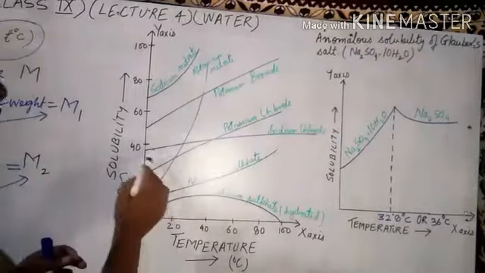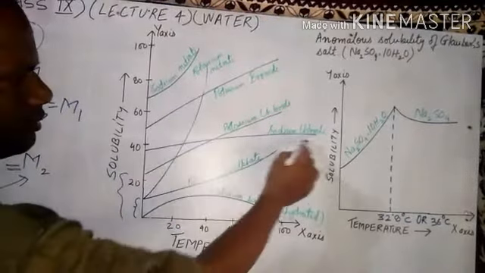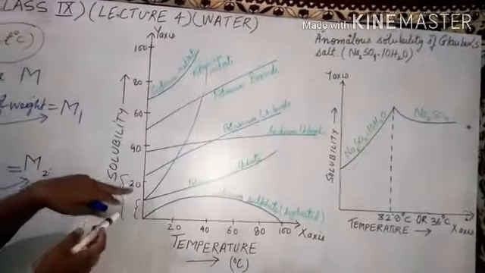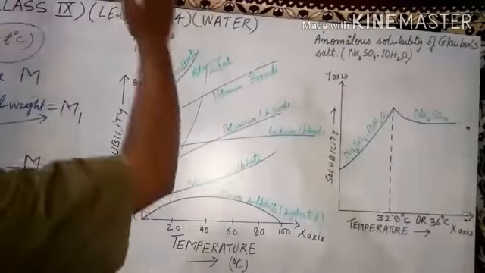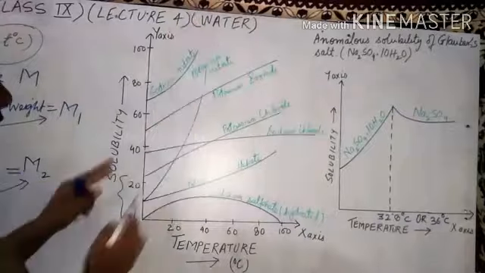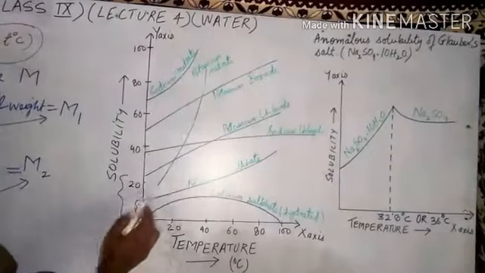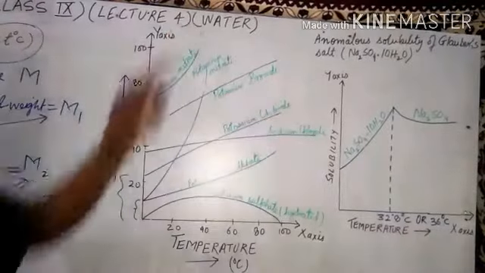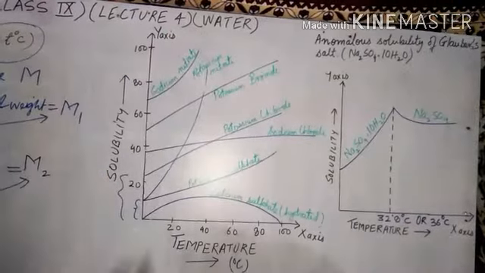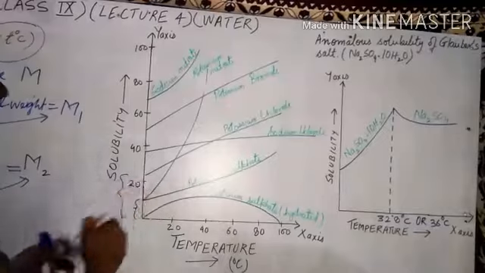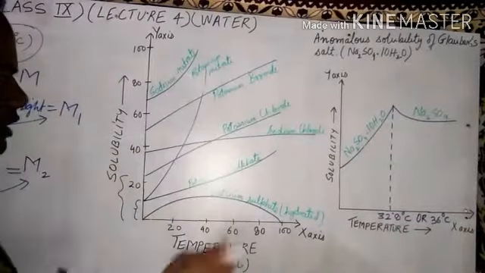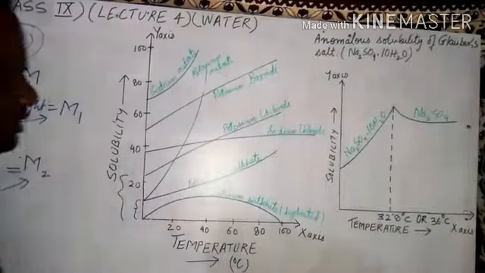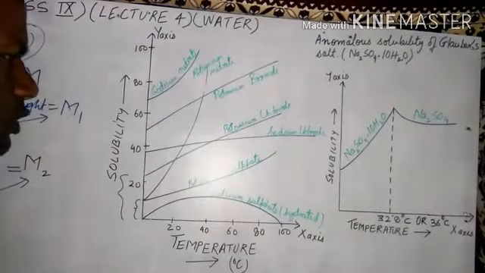Potassium chloride, sodium chloride, very little increase. And if you see potassium nitrate, it shoots up, which means there is a rapid increase in the solubility. Sodium nitrate also has a rapid increase, and potassium bromide. But if you plot sodium chloride, you will observe that there is a very slight increase in sodium chloride.